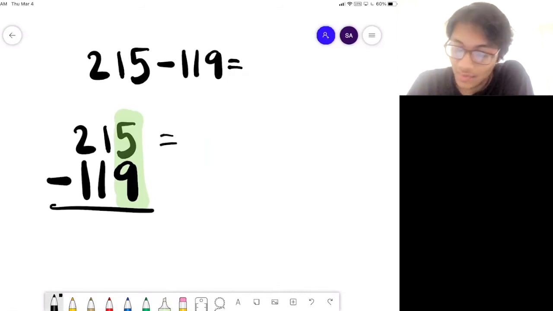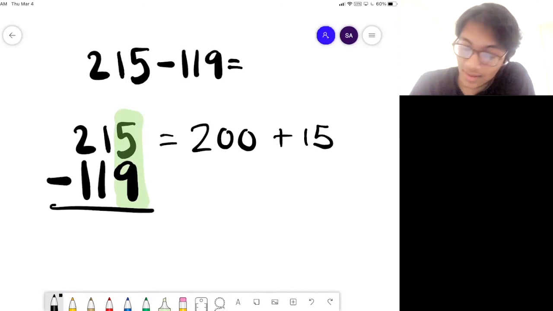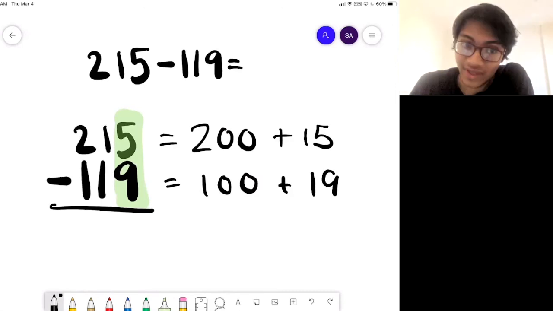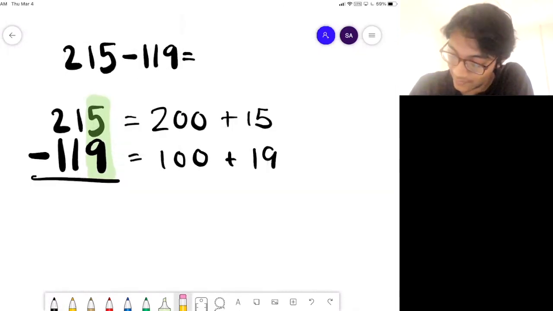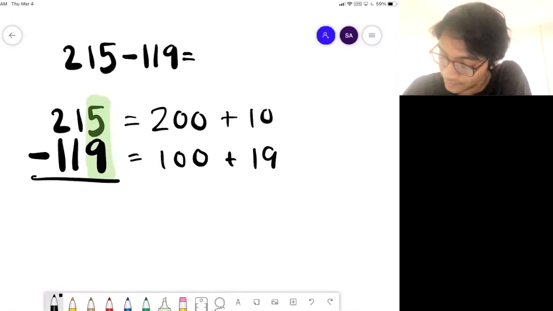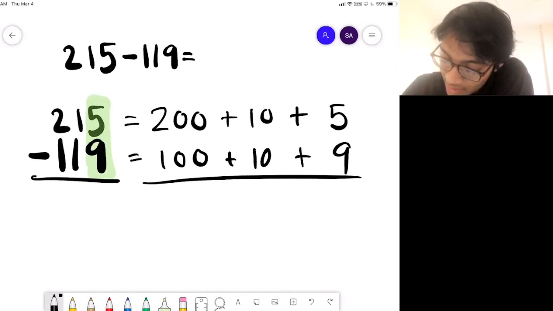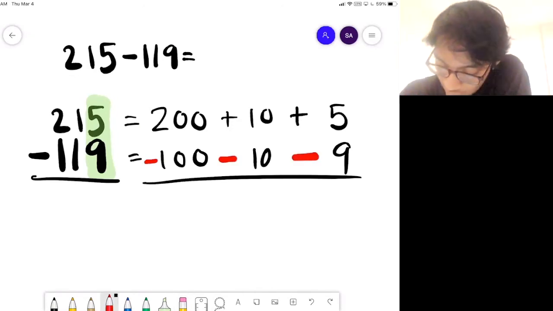215 is what? Well, it's 200 plus 15, right? Same thing on the bottom, 119 is what? 100 plus 19, you see? And I can actually break up 15. 15 is just 10 plus 5. So I'm going to put 10 plus 5. 19, that's just 10 plus 9. You see what I'm doing? You'll get the hang of it. And now I'm subtracting on the bottom, so let me put subtraction signs here. Subtraction, not addition, but subtraction. Minus 10, minus 9. And now we can just start understanding what's going on.